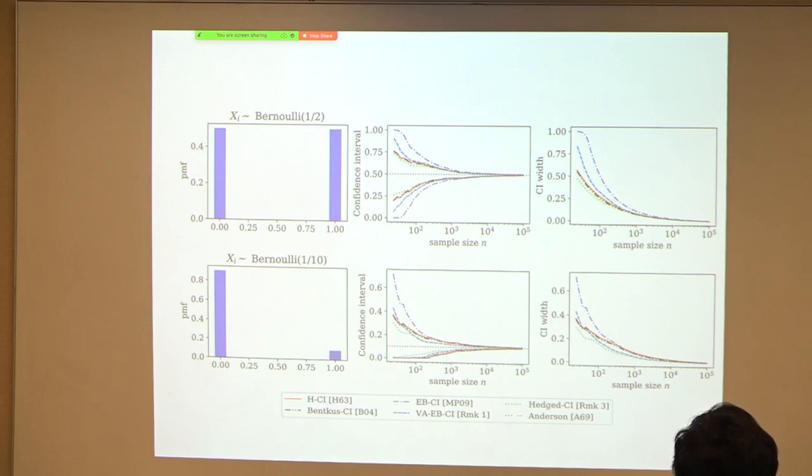Remember, these methods are not tuned to Bernoullis. They have to be valid for any bounded distributions. What you'd like is that it's still good for Bernoullis, and yes, it is still good for Bernoullis, even 0.1 or 0.5. So pretty good.